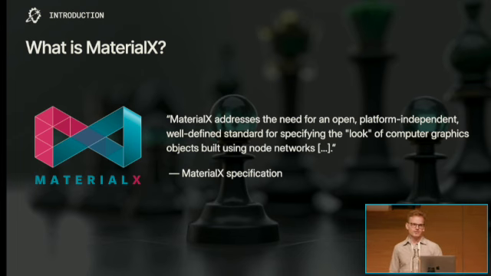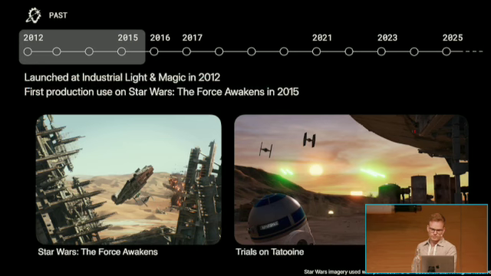Okay, now let's start with the most fundamental question. What is MaterialX? I think this sentence from the MaterialX specification captures the essence of the project quite well. In short, MaterialX is a standard to describe the look of CG objects with the aim to simplify the sharing of assets across a wide range of content creation and rendering software. Now, the project was launched at Industrial Light and Magic in 2012.